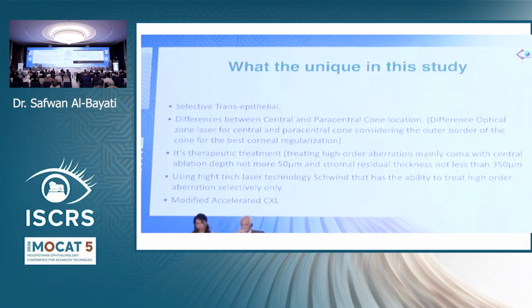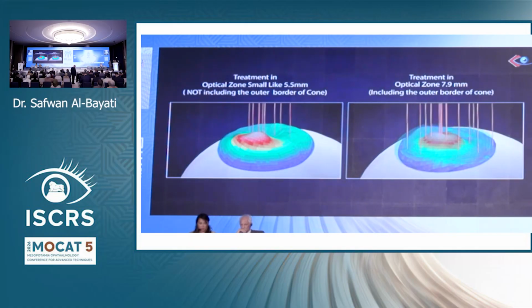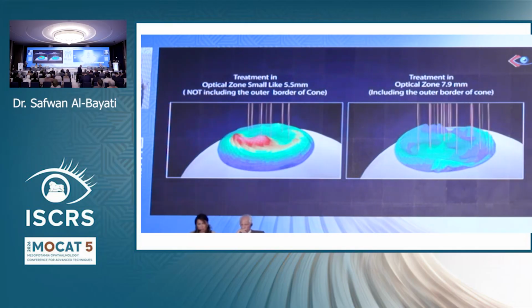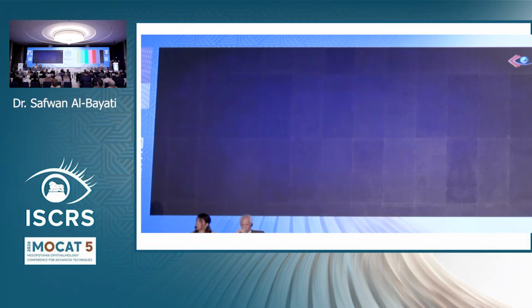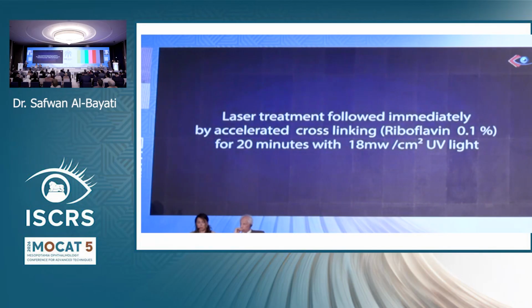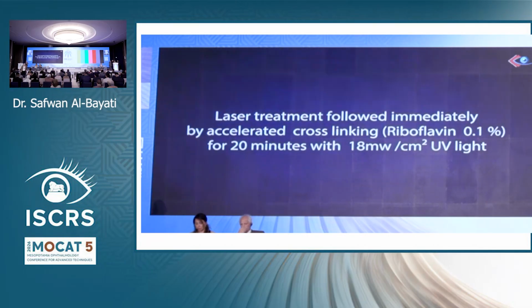Now, why is this study unique? It's unique because it's transepithelial, having 7D as a torsional eye tracking system in their machine, and it includes the outer border of the cone. The optical zone is variable. And that's a very simple animation that shows the difference between using 5.5 and 7.9 but partial. With the 7.9, you have 50 micron to be treated. That 50 micron should make the stroma not less than 350. This is the rule, how we are treating. But if we are using 5.5, that's right, we can treat more, but it's irregular.